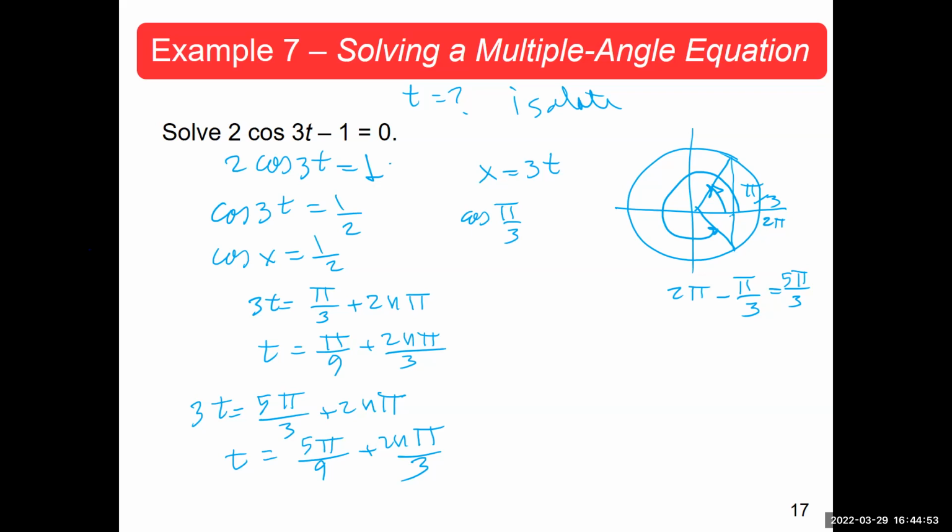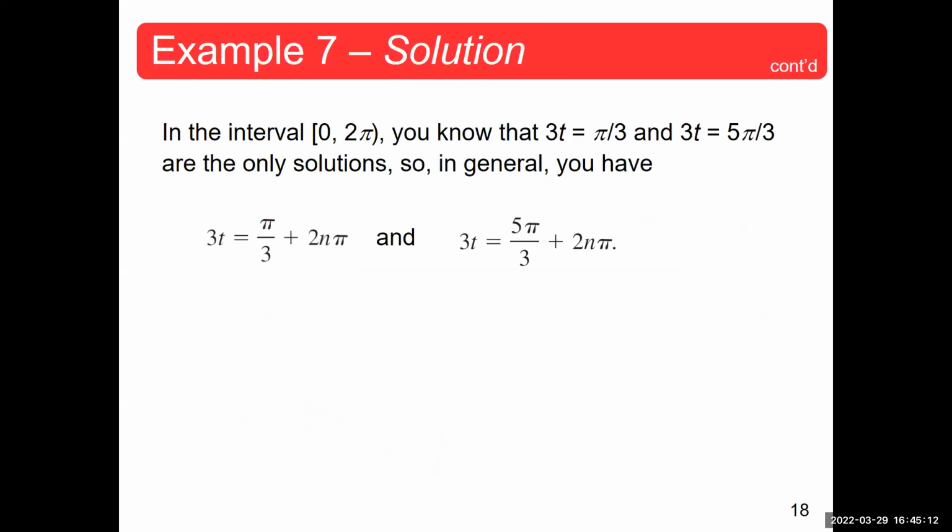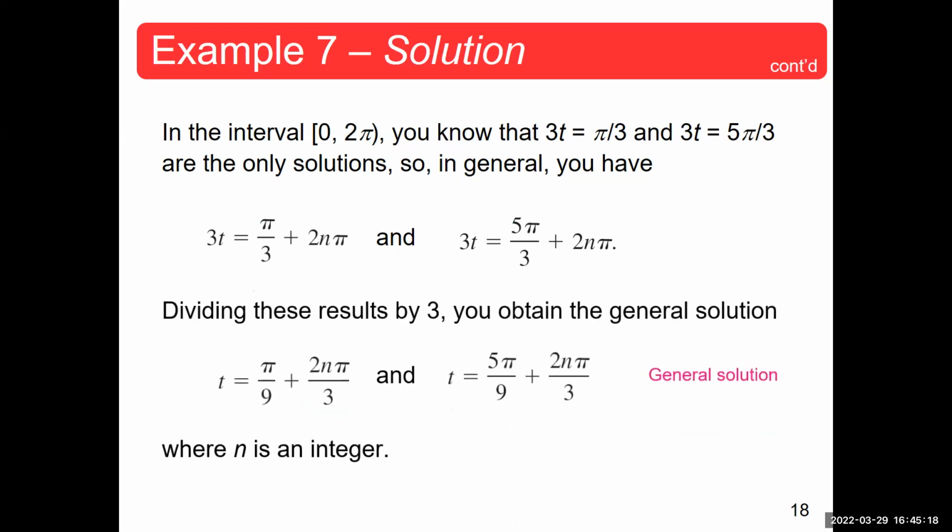Really, it doesn't matter if it's x or 3t. At the end, you divide by that number. This process is the same. Here we go. So those are the two solutions we just got. Okay, divide by 3. That's what happened.